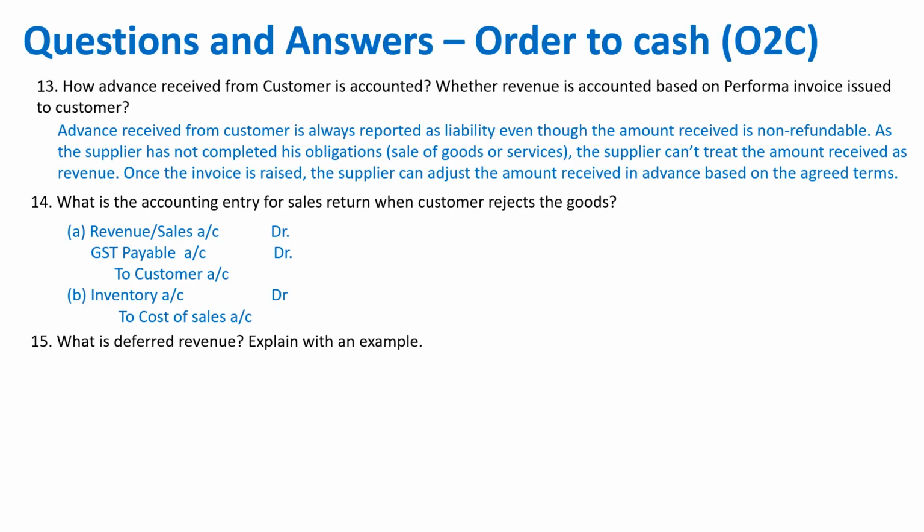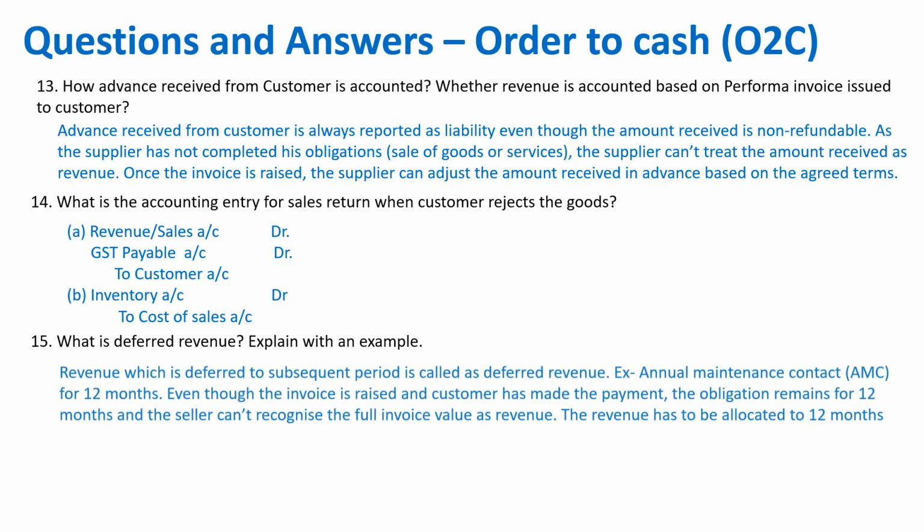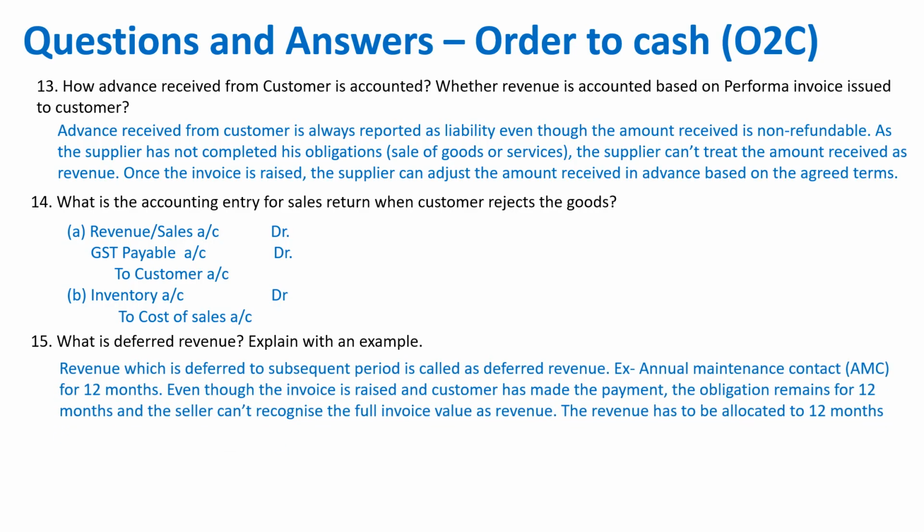Explain with an example. Revenue which is deferred to a subsequent period is called deferred revenue. Example, an annual maintenance contract for 12 months. Even though the invoice is raised and the customer has made the payment, the obligation remains for 12 months and the seller can't recognize the full invoice value as revenue. The revenue has to be allocated to 12 months, right? It doesn't matter whether you have received the money or not. All that matters is whether you have obligations to be fulfilled in subsequent months or years.